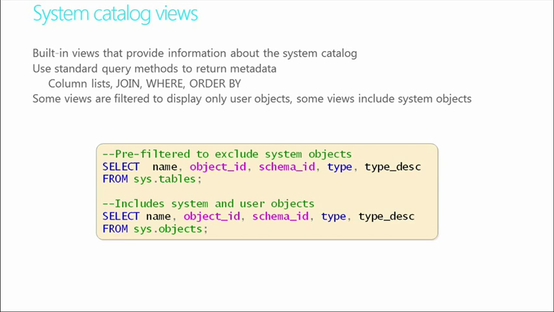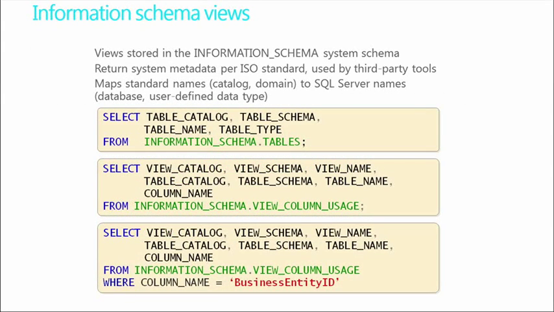What we're seeing here as an example is selecting name, object ID, schema ID, type, and type description from sys.tables. And this is going to include information about the objects. Now, with that said, because we went to sys.tables, we also have another one called sys.objects. So the first command returns information pretty much about user tables, but the second command returns information about user objects and system objects. So you'll get more information, but maybe you don't want all that information about the system objects that are available out there.